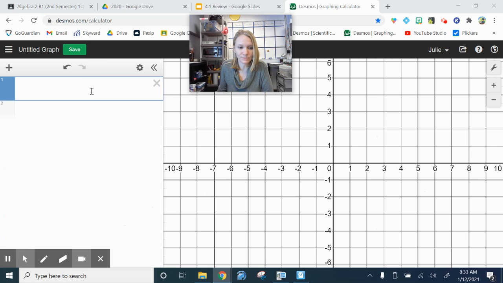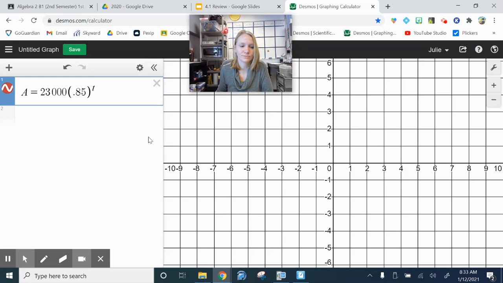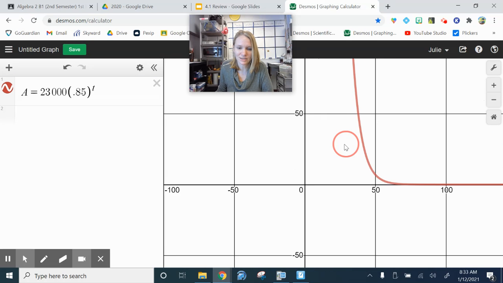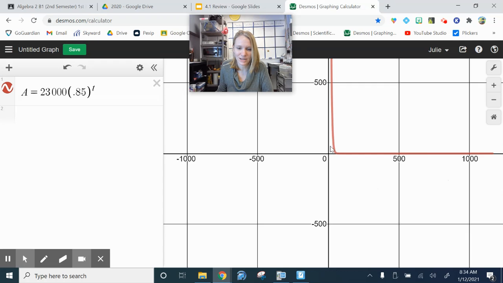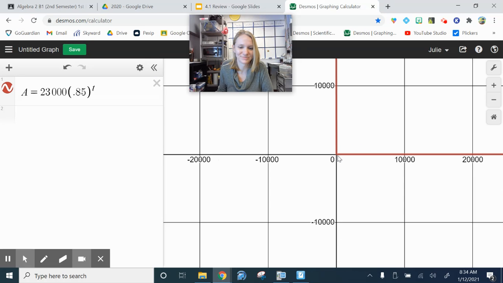Okay, so it says graph the model in the calculator. So I'm going to write A equals 23,000 times 0.85 raised to the t. And clearly we don't see anything because all of the numbers we have here are from -10 to +10 or -6 to +6. So I'm going to have to scroll out quite a bit because I need, oh, there it is. So there's our model. We can see this. If we zoom out really, really far, it basically looks just like a right angle.